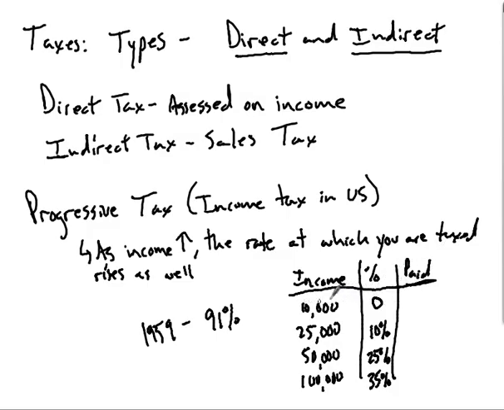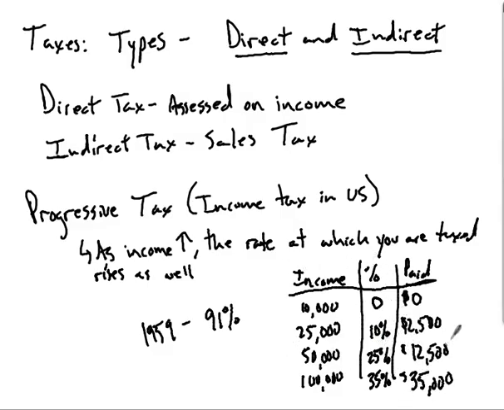If you're paying 0% of your income, 0% tax, then you pay $0. If your income tax is 10%, then this person would pay $2,500. The next person, 25% of 50,000, would be 12,500. And then the last person, at 35%, would be paying 35,000. So not only does the money go up, but it goes up because the percentage is going up as well.